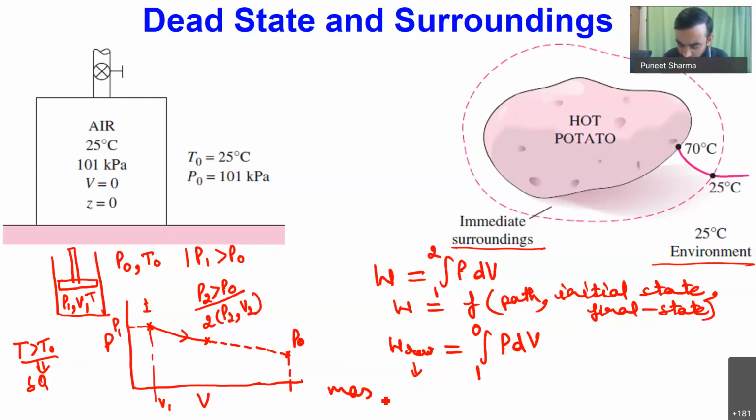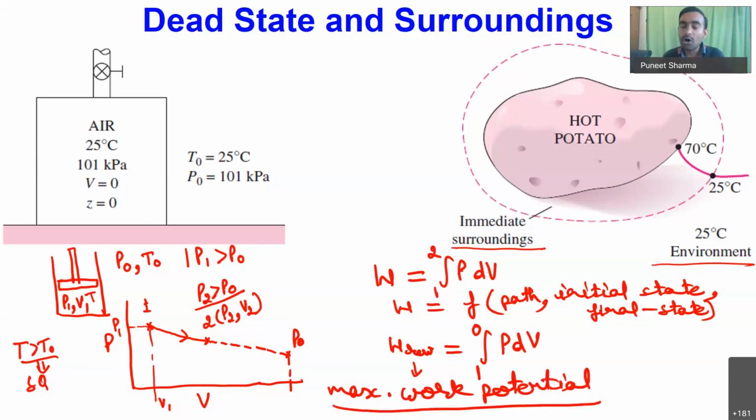So what we call the maximum work potential that a system has while it is operating in a reversible fashion and finally reaching the dead state, that maximum potential is called exergy.